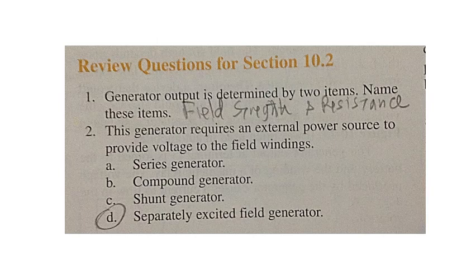Number 4, this generator has both series and shunt windings in the field. A, series generator, B, compound generator, C, shunt generator, D, separately excited field generator. Correct answer is B. Number 5, state the mathematical equation for regulation of a power source. That would be voltage no load minus voltage full load, divided by voltage full load, all multiplied by 100, equals your percentage regulation.